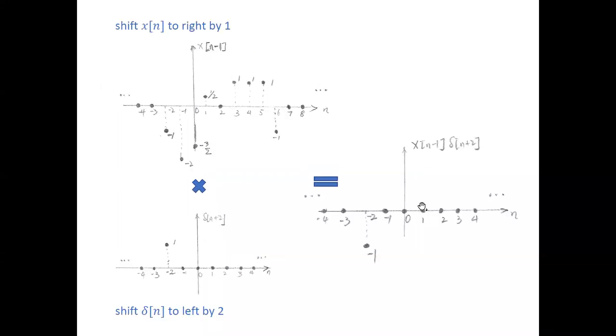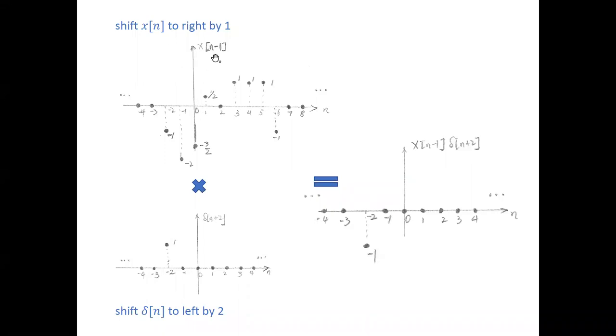The next one is a little bit complicated. x[n-1] times delta[n+2]. First, what is delta[n+2] from the time shift operation we learned in the last lecture? It's the shift of delta[n] along the time axis to the left by 2 units. So originally for delta[n], the value 1 occurs at n equals 0. Now shifted to the left, it occurs at n equals minus 2.